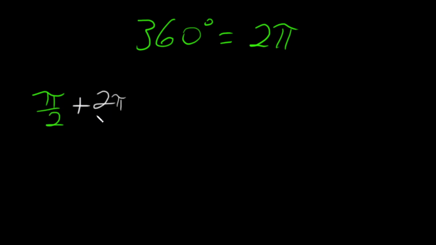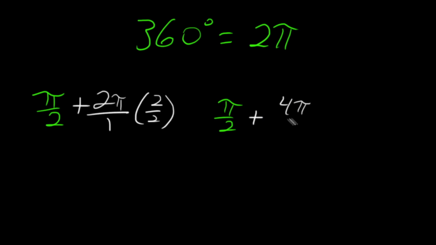And of course, this is like 2 pi over 1. And to add the fractions, we'll need a common denominator. So we're going to multiply this by 2 over 2, which means we now have pi halves plus 4 pi over 2. Now we can add the fractions. That gives us pi plus 4 pi would be 5 pi over 2. And this is a positive coterminal angle to pi halves.